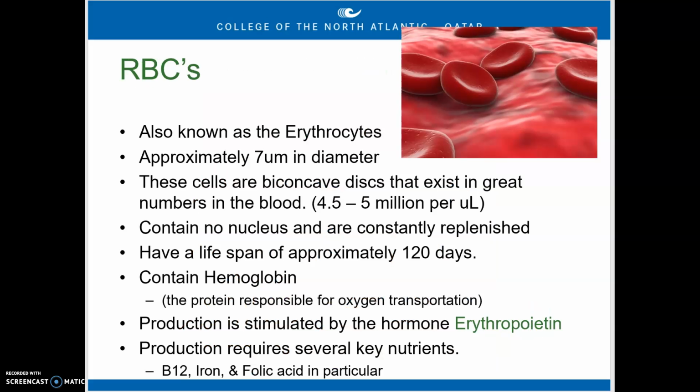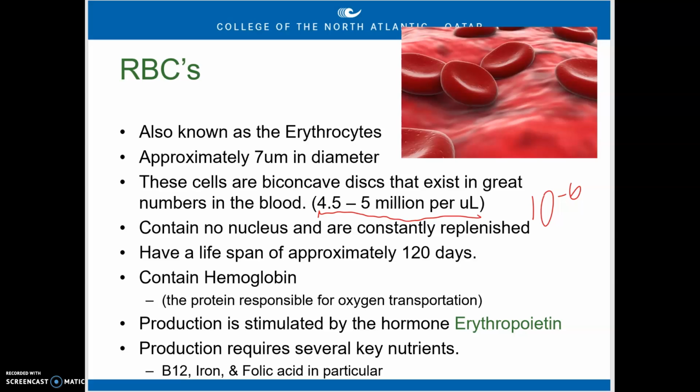So let's talk about each one of these cells individually now. Start with the red blood cells, which are by far the most abundant. When we talk about numbers of red blood cells, we're talking about 4.5 to 5 million per microliter of blood. So a microliter is 10 to the negative 6 liters, a very, very tiny quantity. But in that tiny volume, we're going to have between 4.5 to 5 million cells.